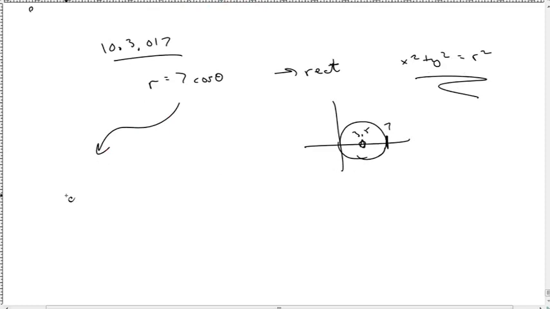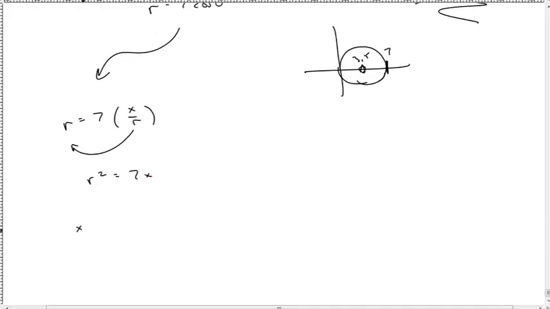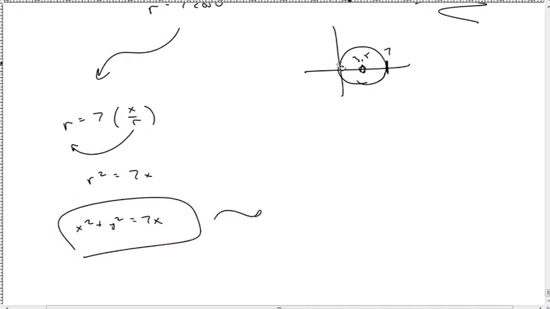What I actually do here is I leave the r alone for just a second, and my cosine is x over r. Do you remember that one as well? I can take this r and move it to the other side, so r squared is equal to 7x. And r squared is actually x squared plus y squared, which we saw earlier. And that's your answer.